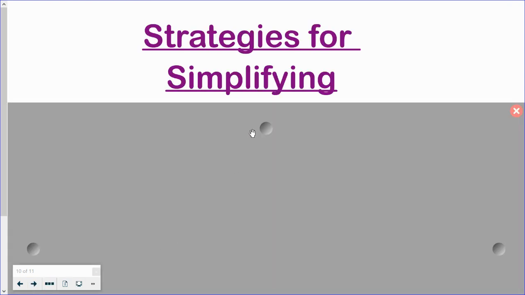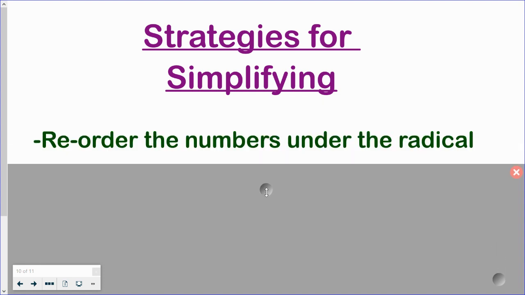Next, strategies for simplifying. If you're not sure where your simplifying goes, reorder the numbers under the radical. Sometimes you'll get a prime factorization that has pairs, but if they're not written next to each other, it's hard to see that they are a pair. So write your numbers under the radical with all the numbers of one kind in a group.